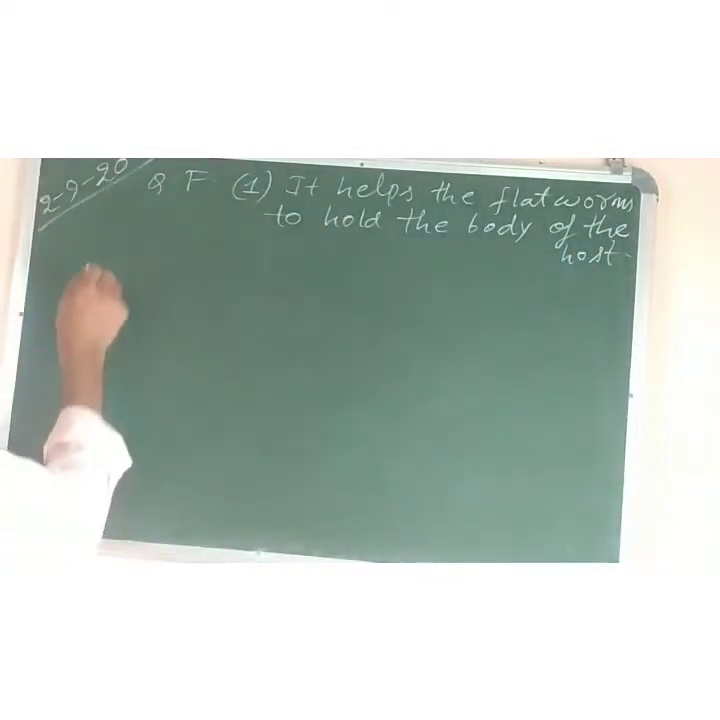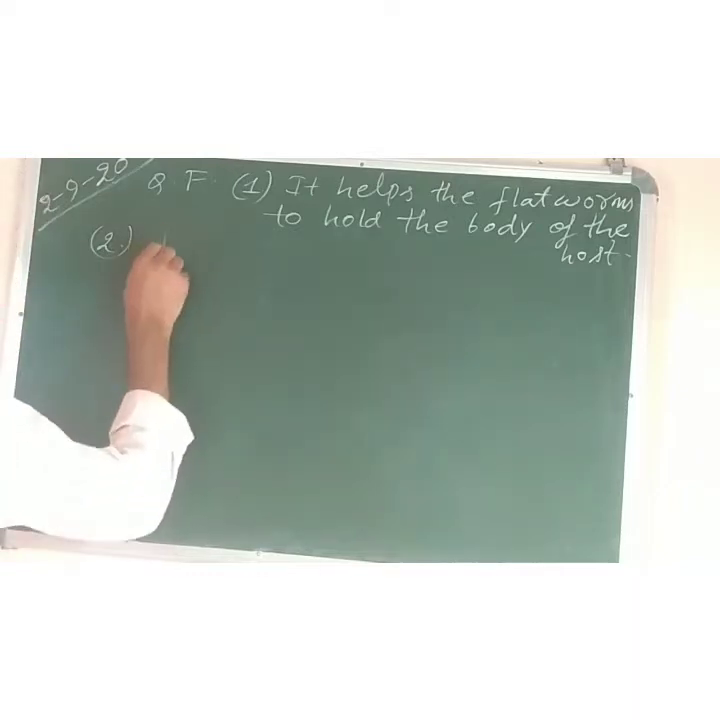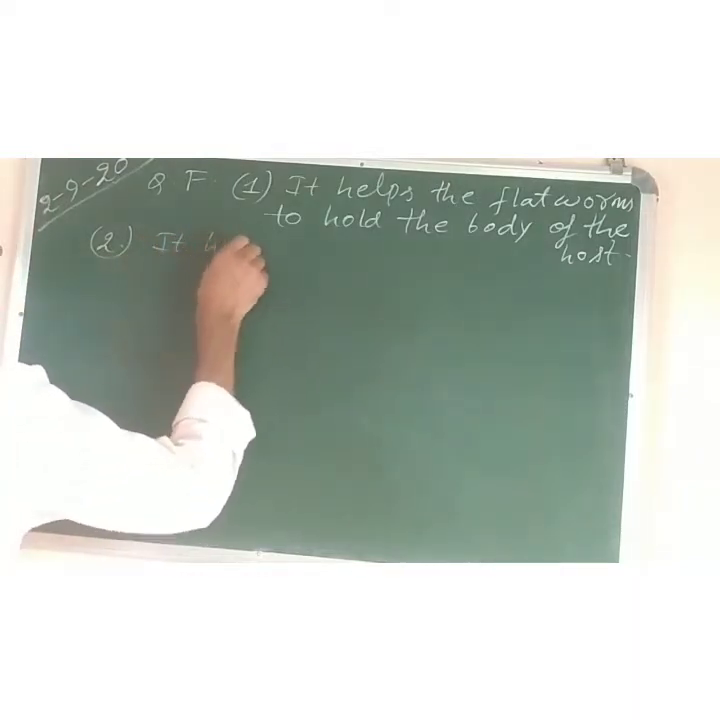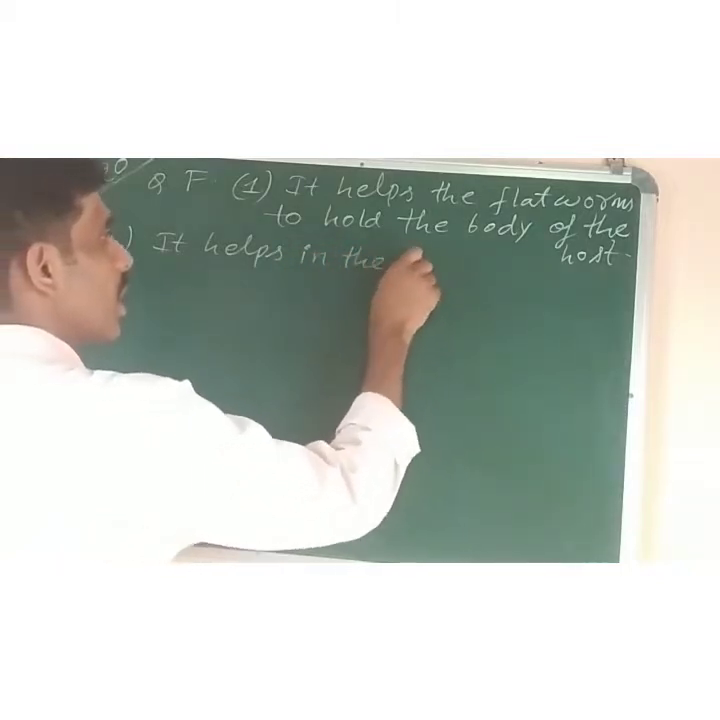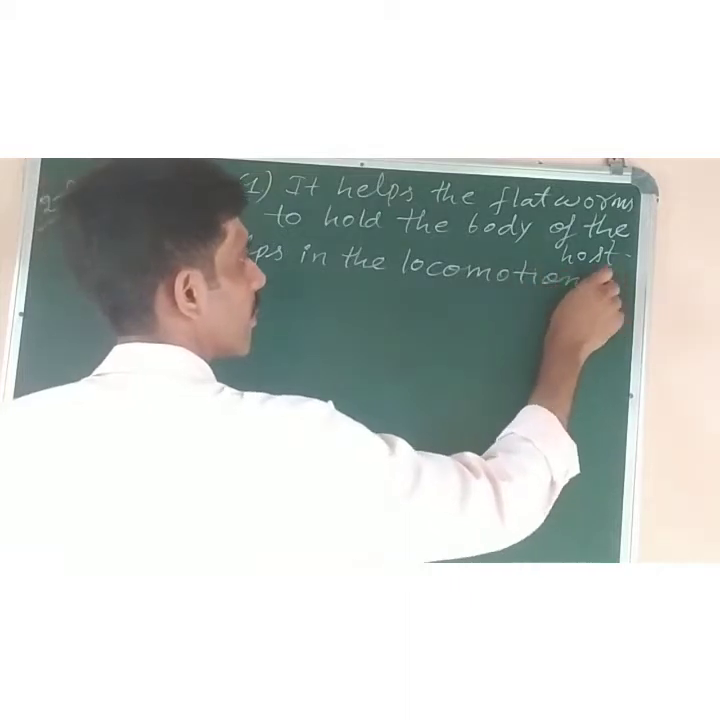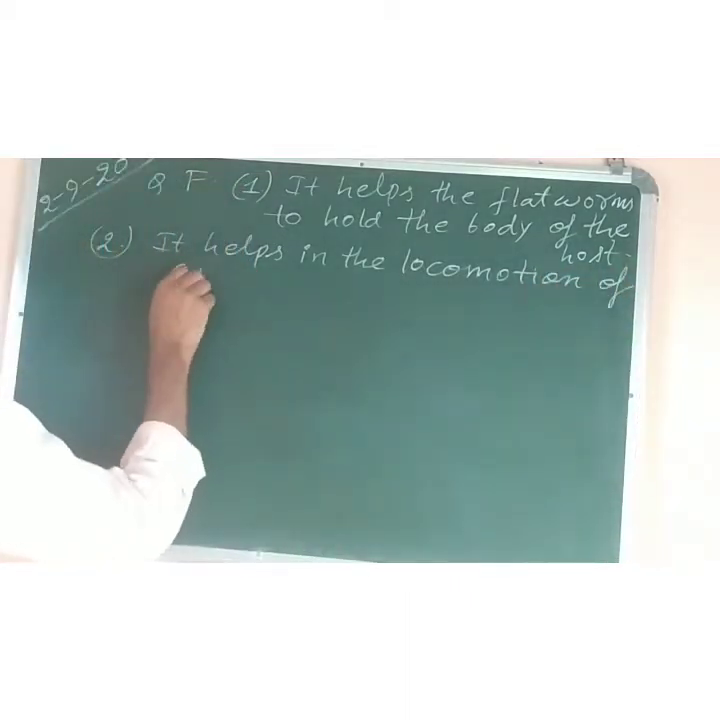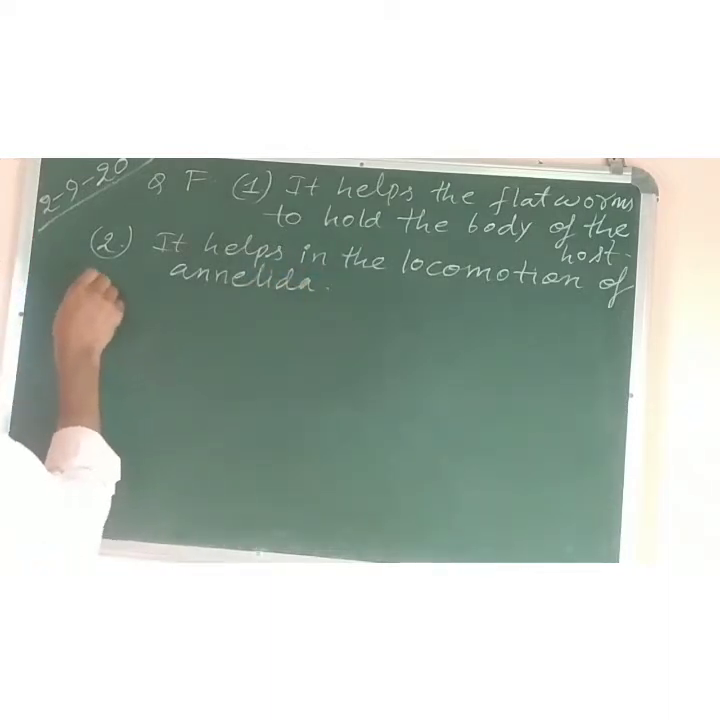Number two is setae, C-H-A-E-T-A. Setae function is, it helps in the locomotion of annelida. Annelida is also called the segmented worms.